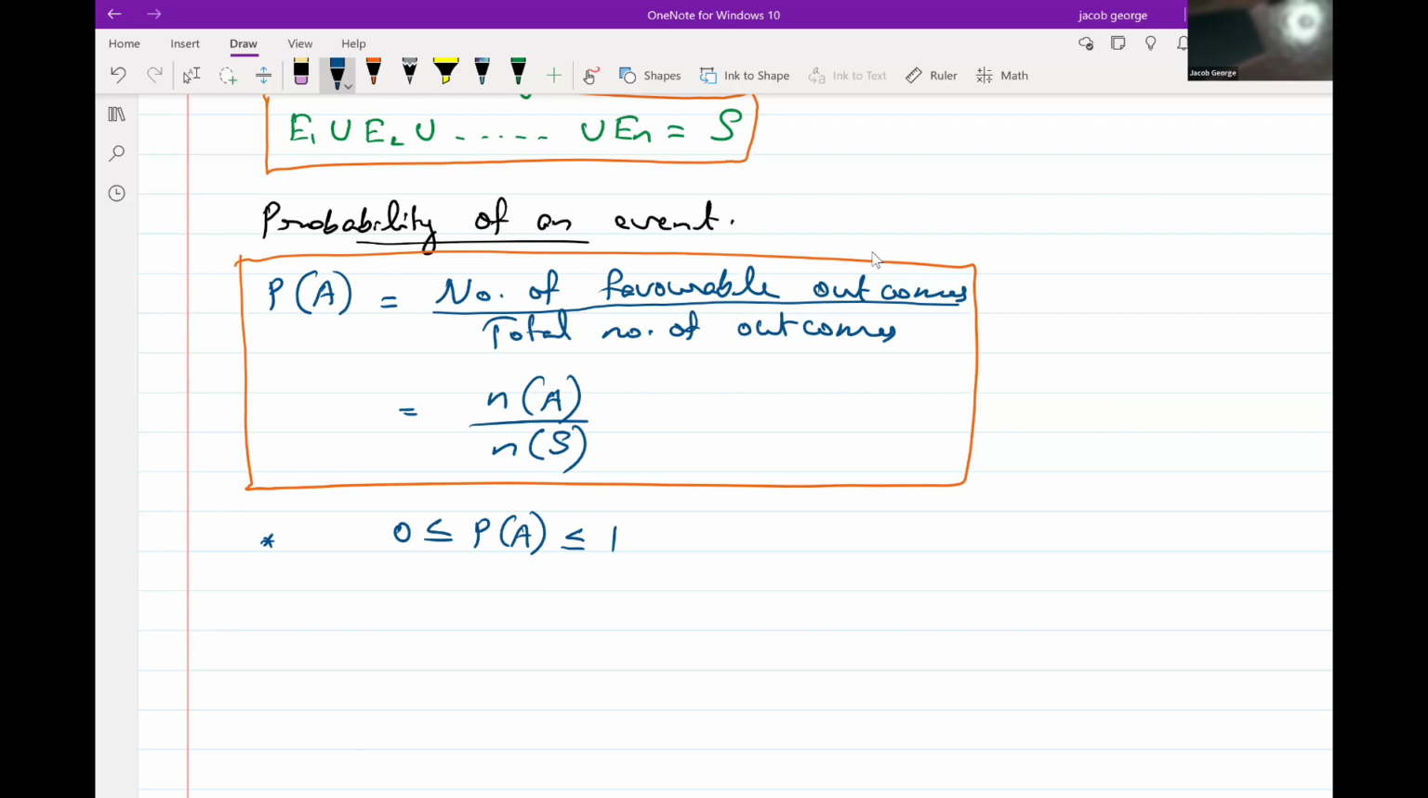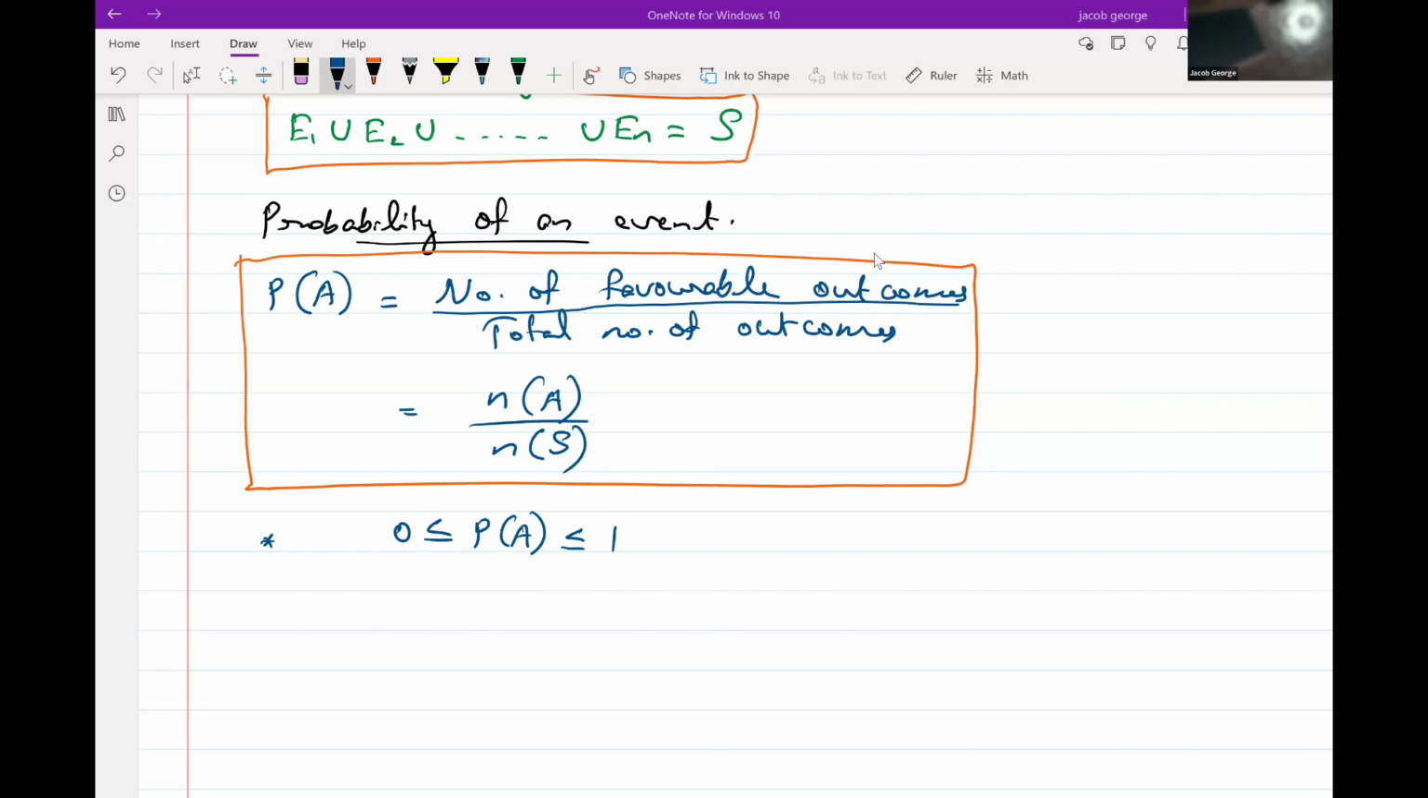When you solve a problem, if you get probability as more than 1, it is wrong. Probability cannot be more than 1. Probability cannot be negative. If you get this type of answer, it will be wrong. Probability is a number which lies between 0 and 1, including both.